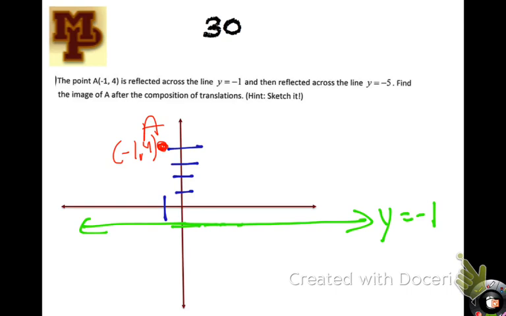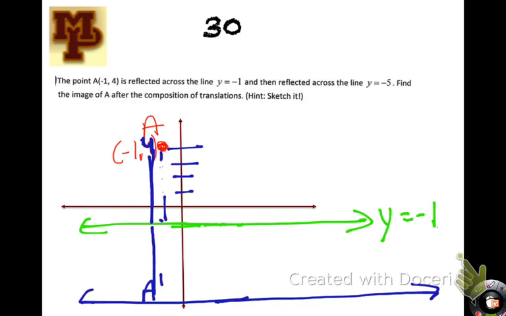Think about how many units away this is. Just count the units. From 4, it's right here at 4 right now, and then it goes all the way down to negative 1. So that's 5 units. So from there to there, that's 5 units. So then that means it would be reflected 5 units this way. So then the new coordinate would be A prime, and that means it would be 5 units less than negative 1. So then it would be down here. It would be down here at what?